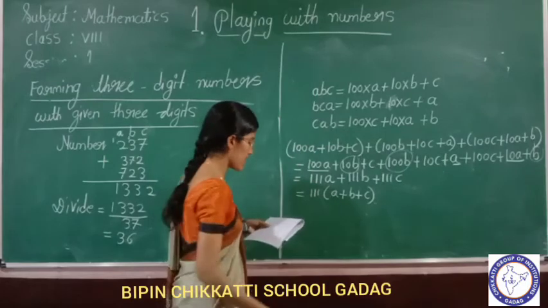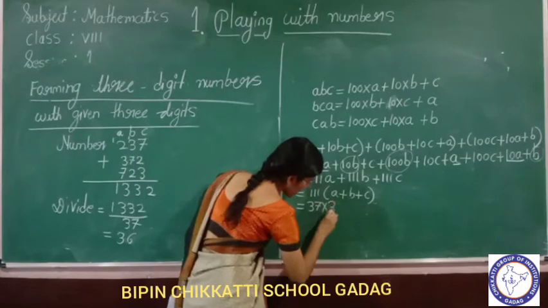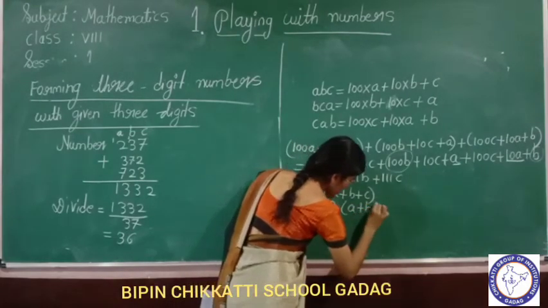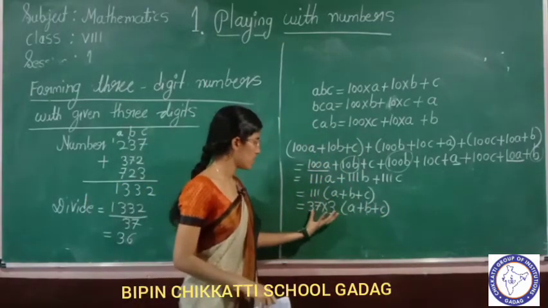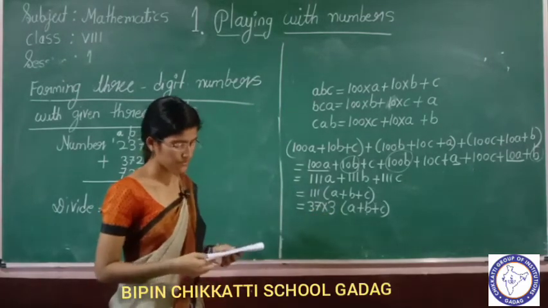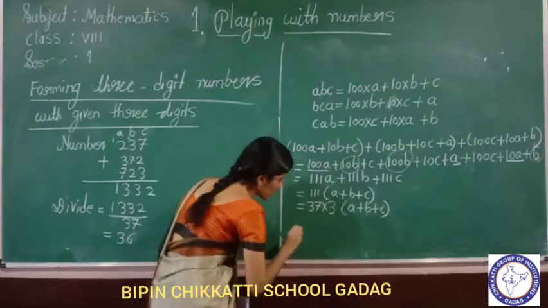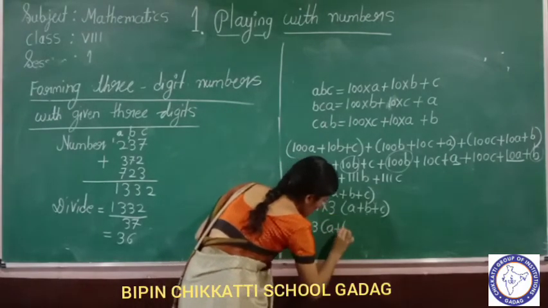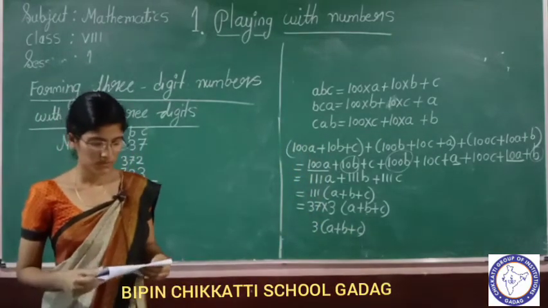This 111 can be written as 37 into 3. 37 into 3 is 111, times A plus B plus C. So definitely this is a multiple of 37. Okay, divide the number by 37. If you divide it by 37, what we are left with is 3 times (A plus B plus C).